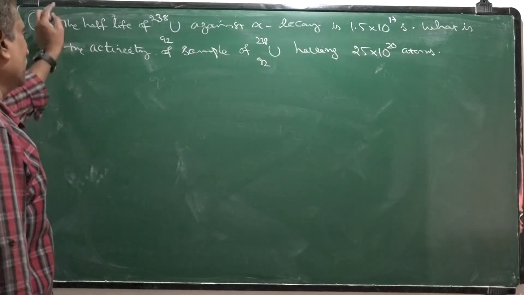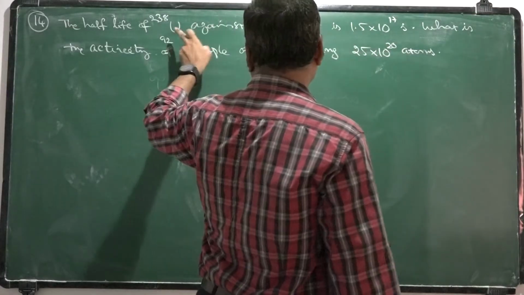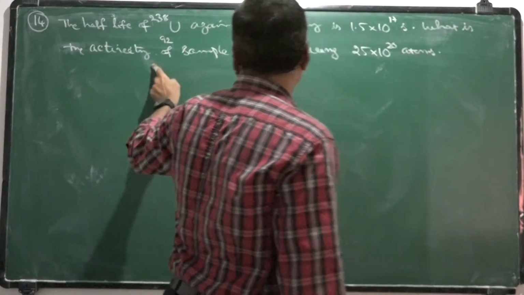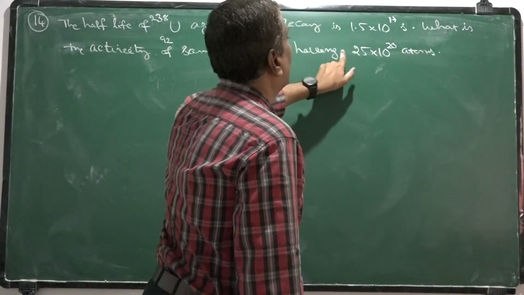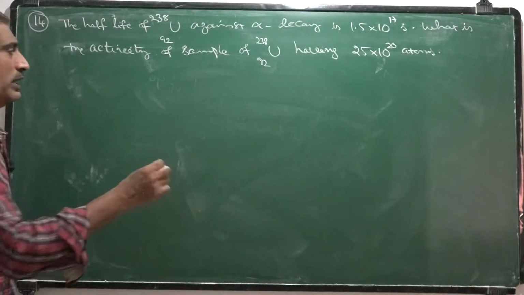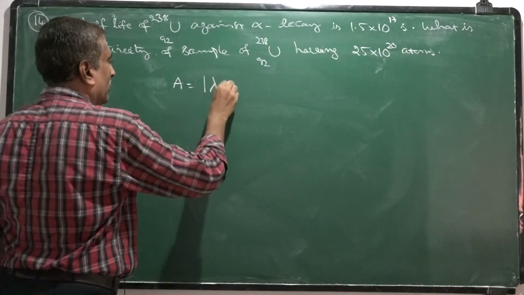Okay, this is also a simple one. The half-life of uranium is given as 1.5 × 10^17. What is the activity of this uranium in a sample which contains this many atoms? So the activity A is given by A = |λN|.